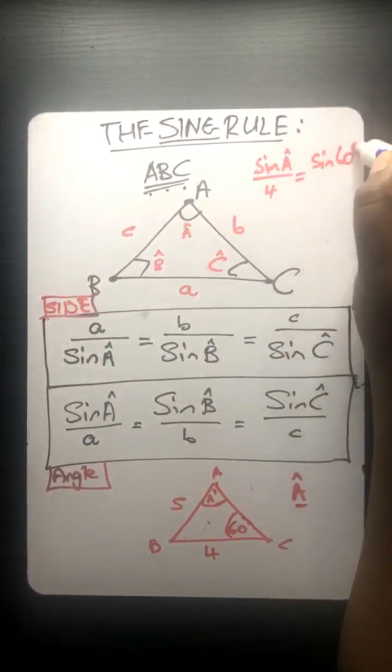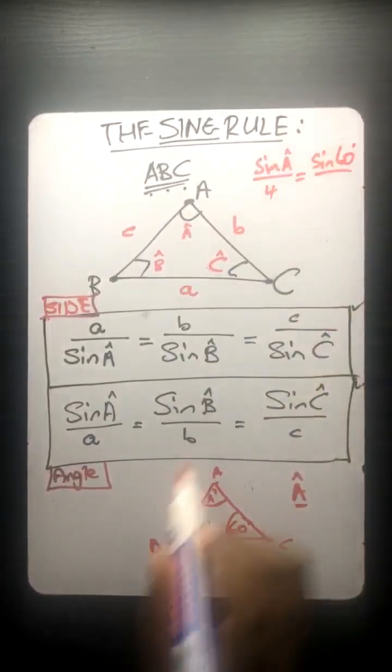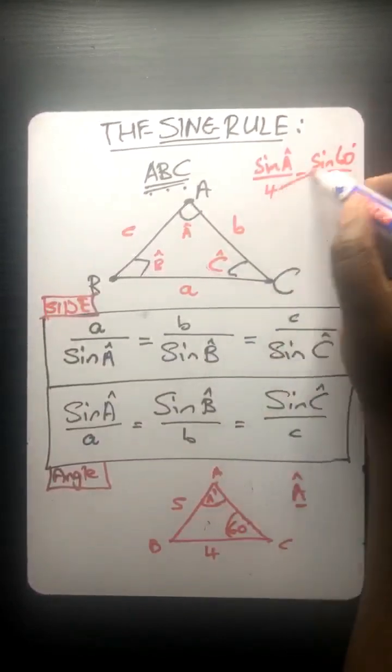So that means you're having sine of 60 over... What is the side opposite? Hey, that side is 5. So can you see? Now you just cross multiply.